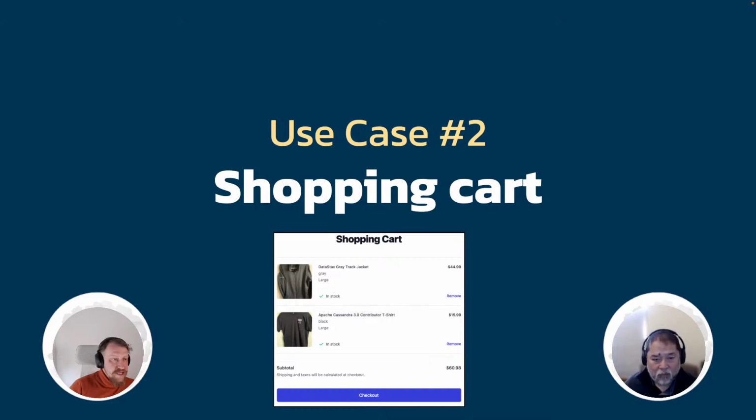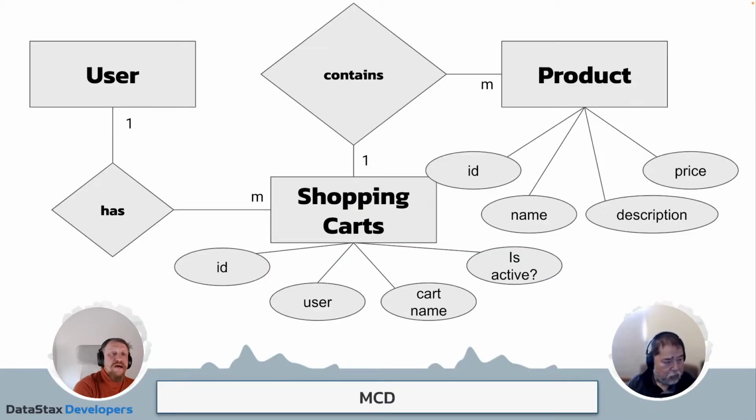With the second use case, we are going to work on the shopping cart. In this entity relationship diagram, a user can have multiple shopping carts. A shopping cart may have multiple products, and that is perfectly fine to us. Product has ID, name, description, price as discussed, and shopping cart has its name, has its user, only one, and may be active or not. We have to decommission shopping carts after some time.